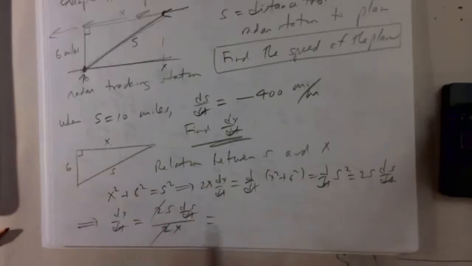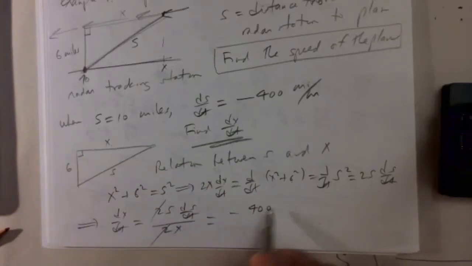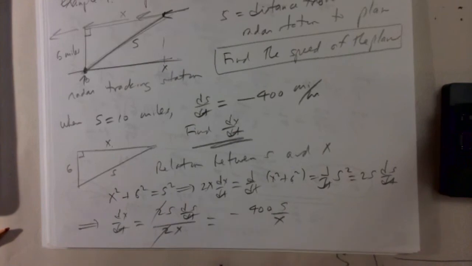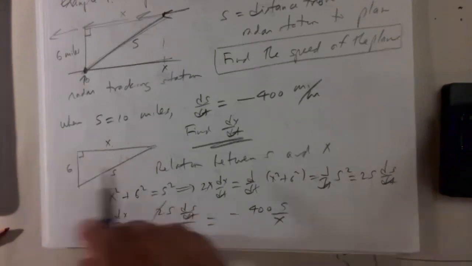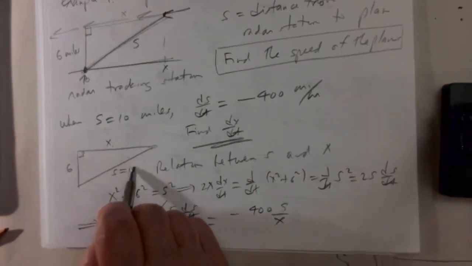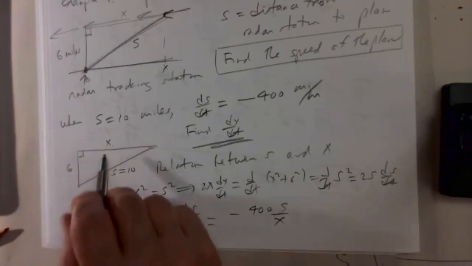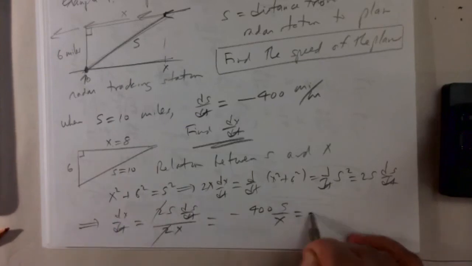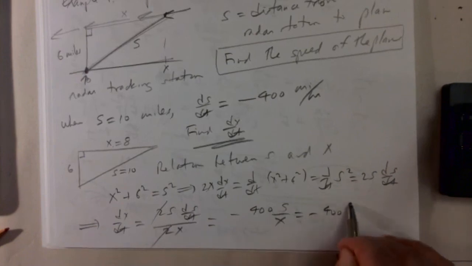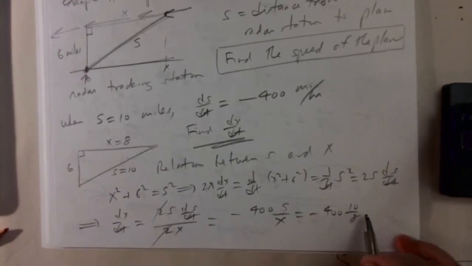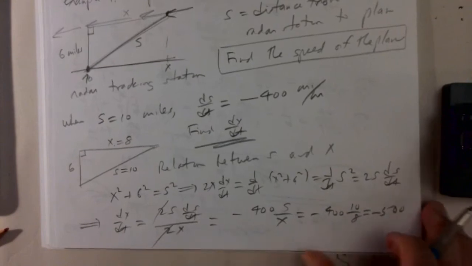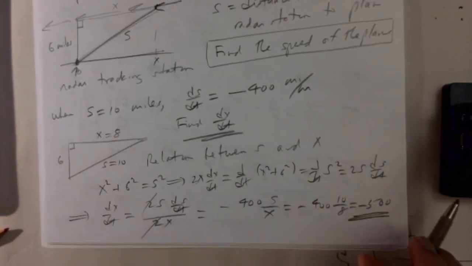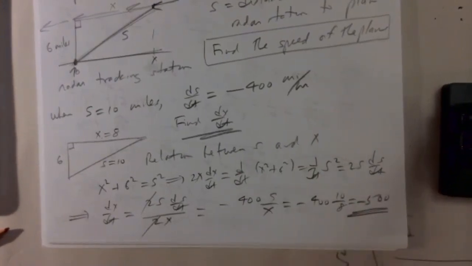ds/dt is minus 400. So dx/dt is minus 400 times s over x. What are s and x at the time we're interested in? When s is equal to 10, this is a 3, 4, 5 right triangle, so x has to be equal to 8. So when s is 10 and x is 8, you get minus 400 times 10 over 8. 8 into 400 is 50. This is minus 500 miles an hour, the speed at which the plane is flying.